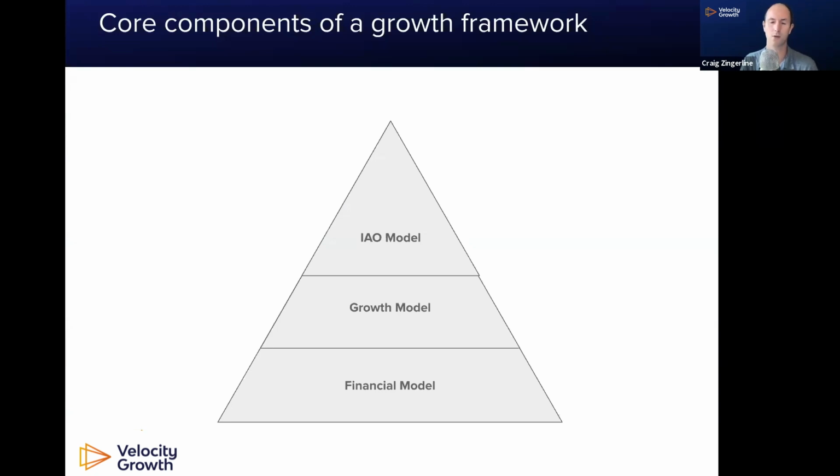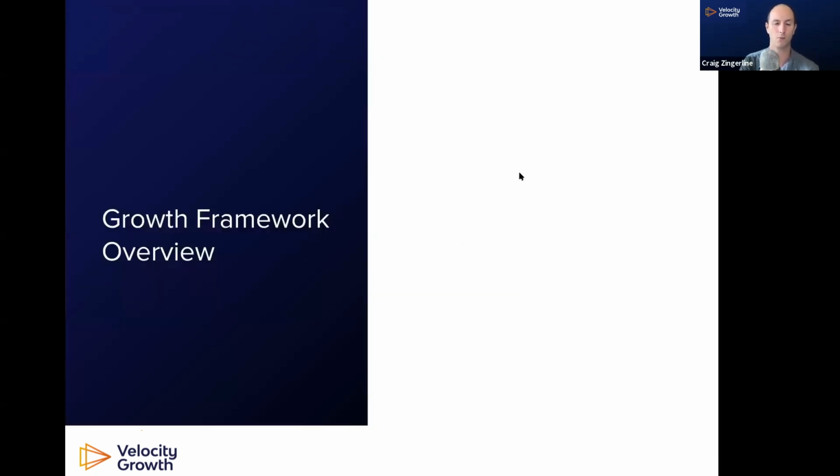For those of you that are in the launch accelerator, when I get into the growth model side of things here, this is actually the same exact playbook that you all will use in your programs. For those of you who have a model already, hopefully we give you some new ways to think about it. So really, I think about these three core components of a growth framework: financial model, growth model, and IO model. And I'll walk through each of these in detail. We'll really focus on the growth framework today.